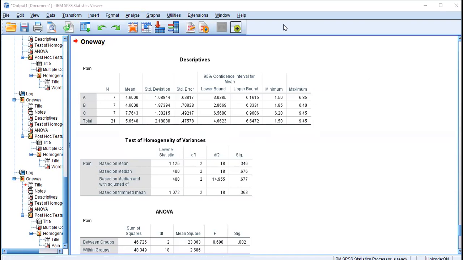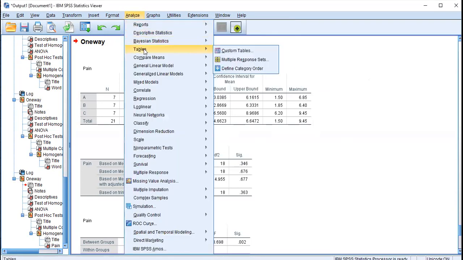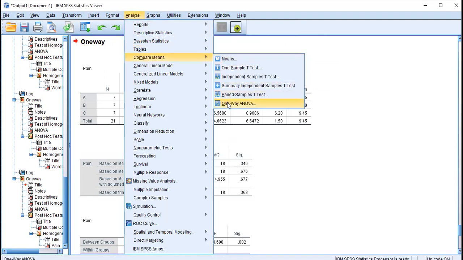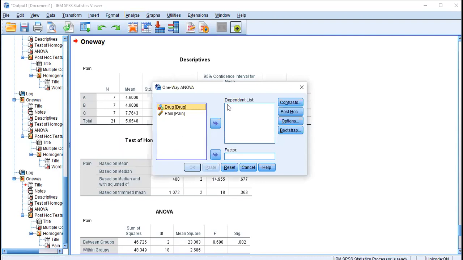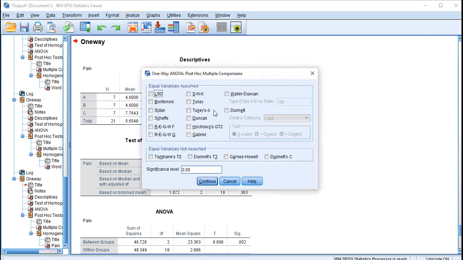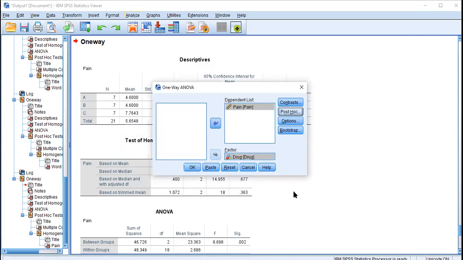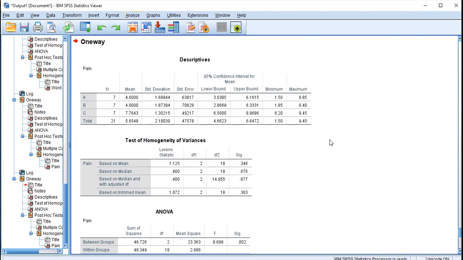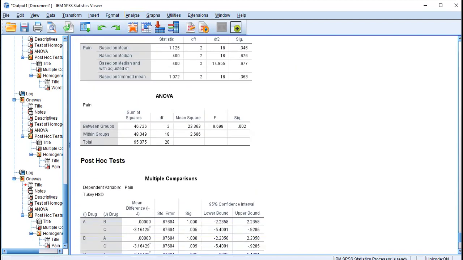And coming to that, what we do is you go to Analyze, you go to Compare Means, and at the last you have got One-Way ANOVA. Click it and you have got this information there. Drug becomes the factor, which is the independent variable. Pain, which is the dependent variable, becomes the dependent list. Move to Options, click on Descriptives, click on Homogeneity, you go for Continue, move to Post Hoc, click on Tukey, click on Continue, and finally move to OK, and then you get the answer. So this is what we are getting as the answer.